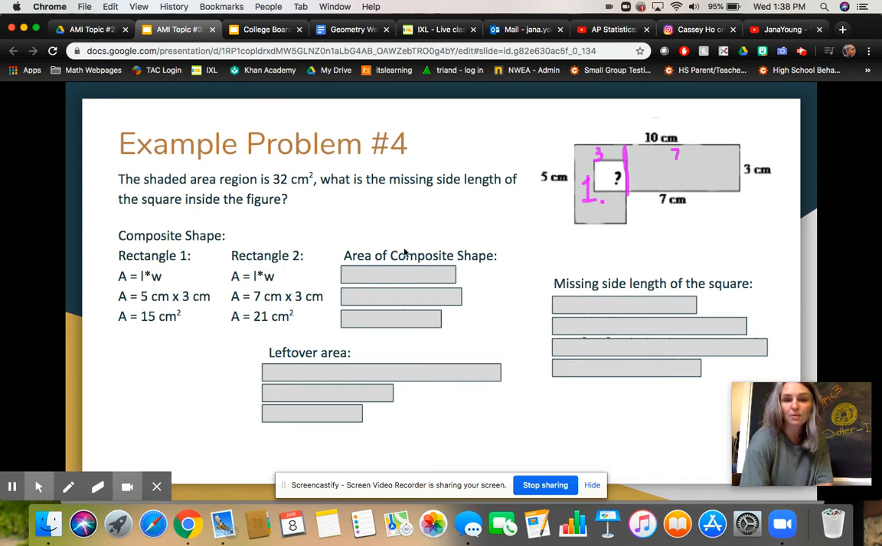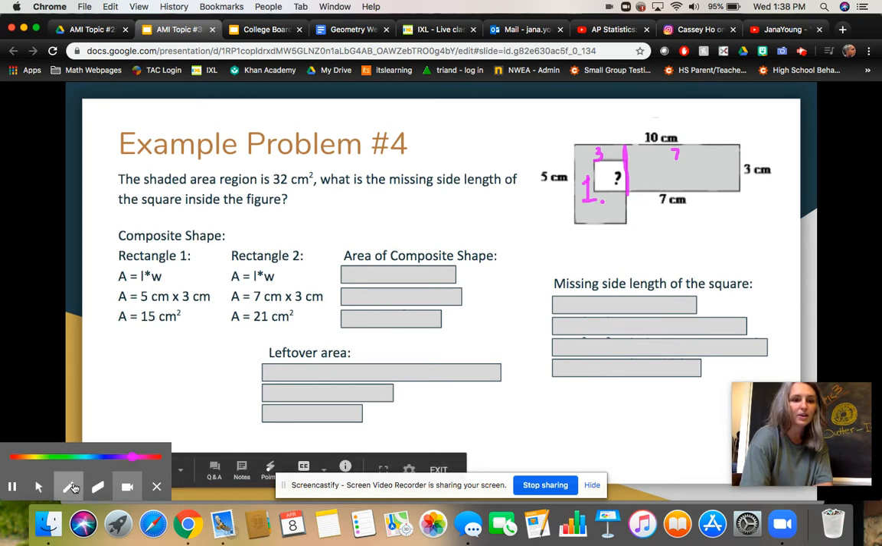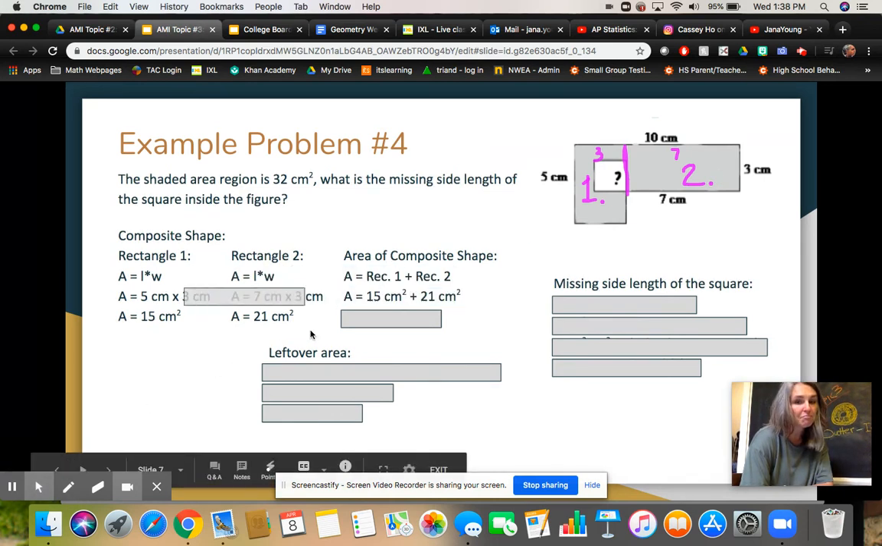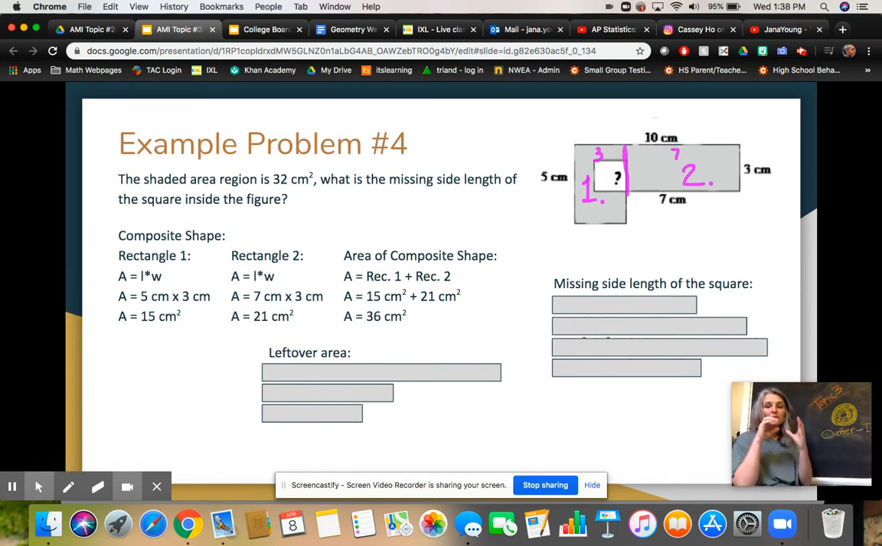Okay? Then we're going to look for the area of the composite shape, meaning I want to combine area 1 and area 2 together. So all I need to do is add them. 15 and 21 make 36. So together, assuming the white square is not removed from the picture, this whole figure, this rectangle plus this rectangle, would be 36 square centimeters, okay? But I don't want this part. I want this part removed from my L-shaped donut, okay?